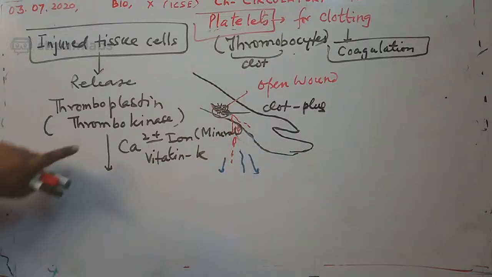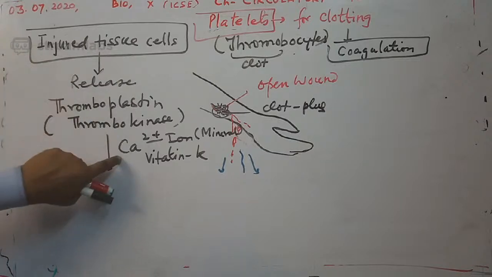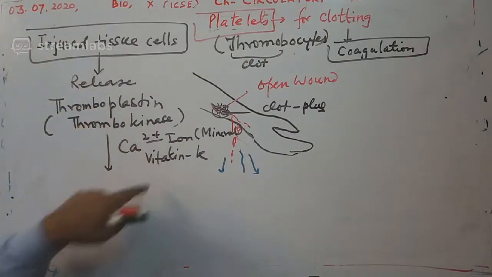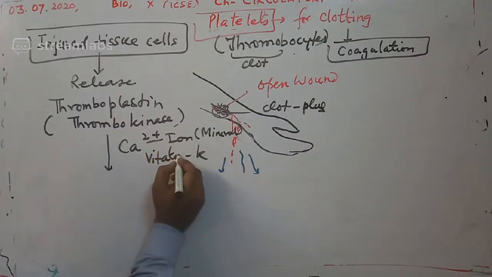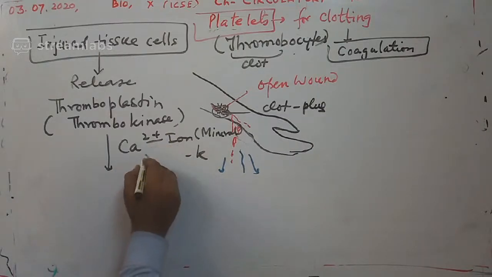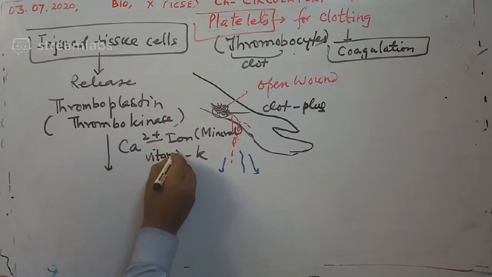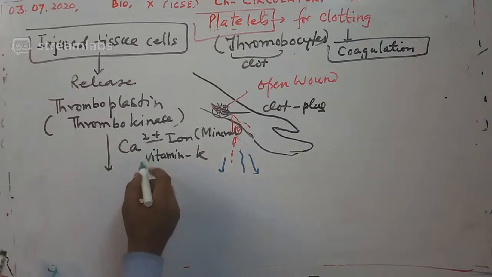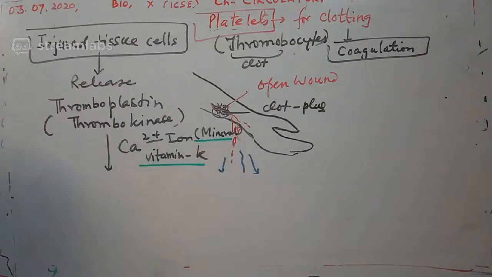A question would be asked like this: which mineral is required for clotting? You should write calcium ions. Which vitamin is required? Vitamin K. Okay, this you should please keep in mind. Whatever I am writing like this would help you. Mineral calcium, vitamin K. Okay, so these are always required for this mechanism.